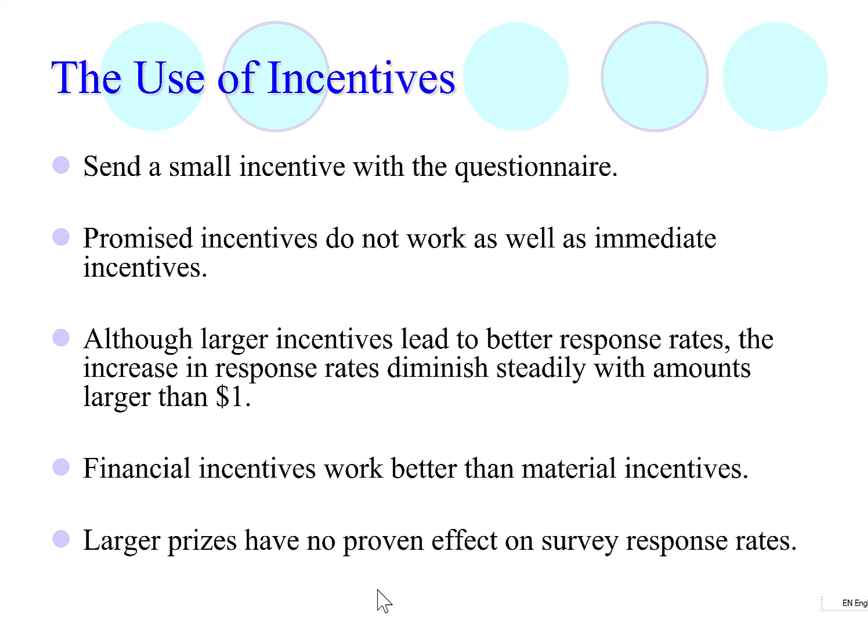Regarding incentives, it has been shown that promised incentives don't work as well as incentives given to all respondents. They are less effective, and also offering prizes is not effective, and it may go against some regulations. So, for example, with university surveys, universities usually object to offering prizes. Particularly the IRB objects to offering prizes.